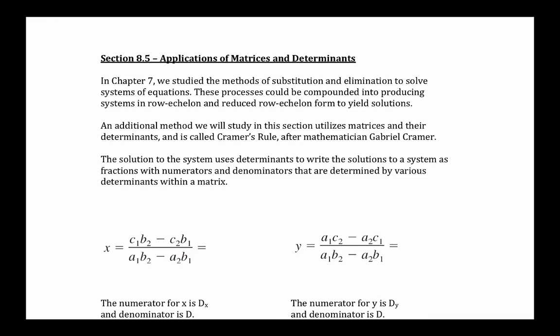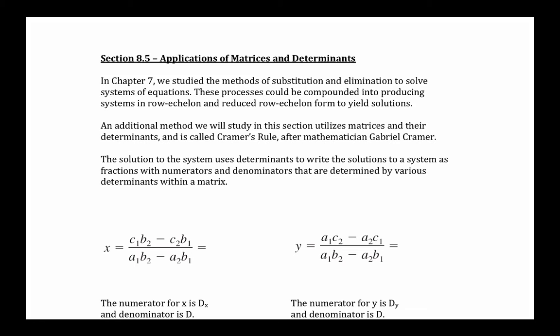Section 8.5 is about applications of matrices and determinants. In Chapter 7, we studied the methods of substitution and elimination to solve systems of equations. These processes could be compounded into producing systems in row echelon and reduced row echelon form to yield solutions. We did that back in Section 8.1.